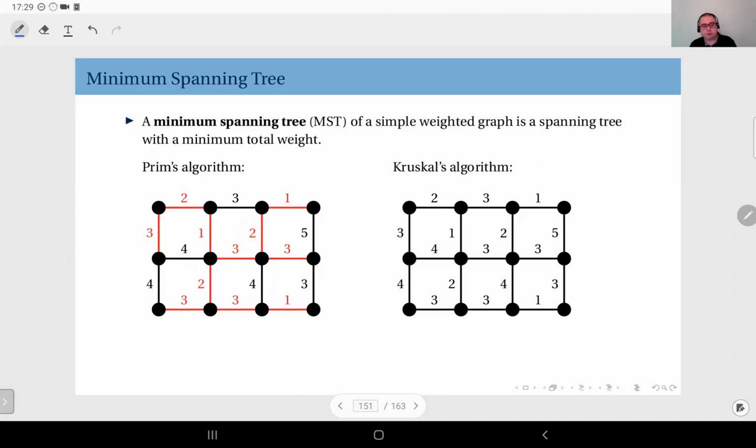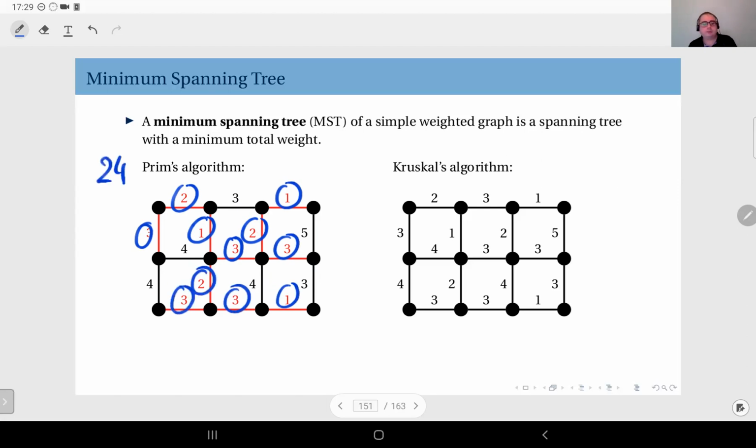And if you compute the total cost, so 3, 5, 6, 7, 10, 12, 15, 16, 19, 21, and a total of 24 is the cost of the total weight of this minimum spanning tree.